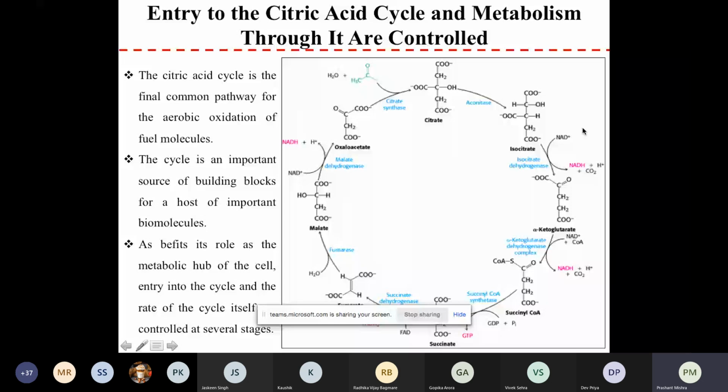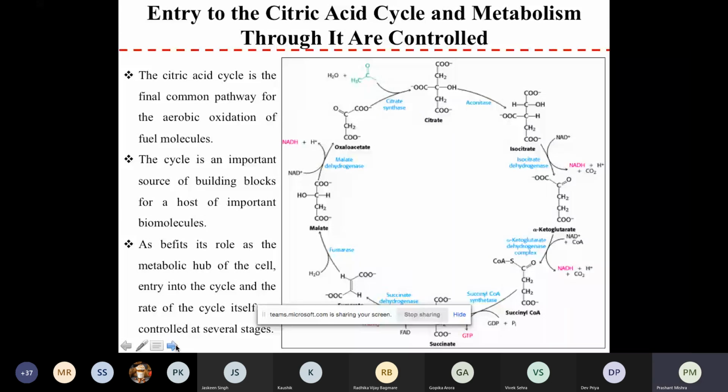So they are the ones which are controlling the reaction rate of the TCA cycle. That means isocitrate dehydrogenase and alpha ketoglutarate dehydrogenase complex. These two are important points where the major control occurs. Another point you will learn is at the point where acetyl-CoA enters here for the formation of citrate.